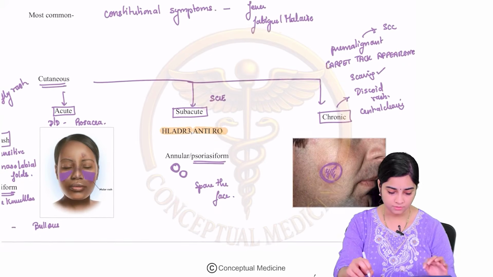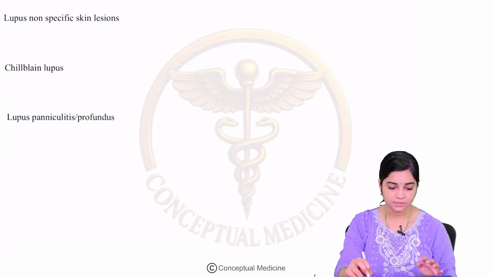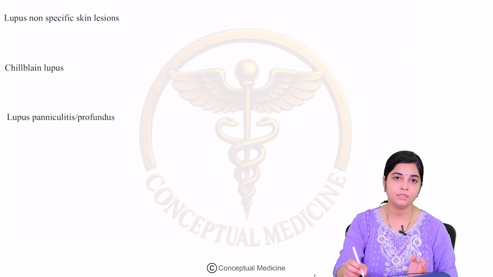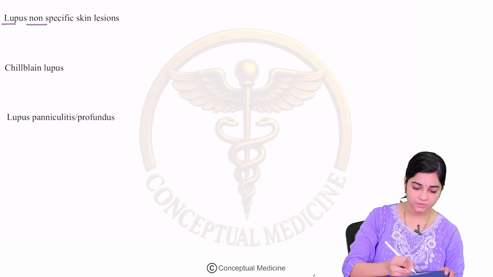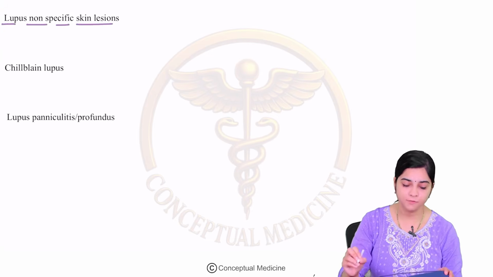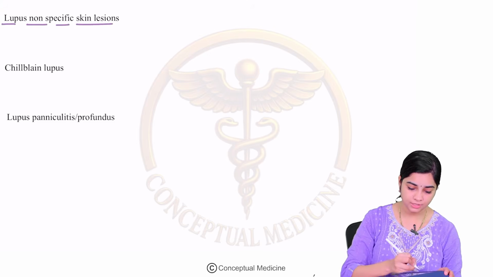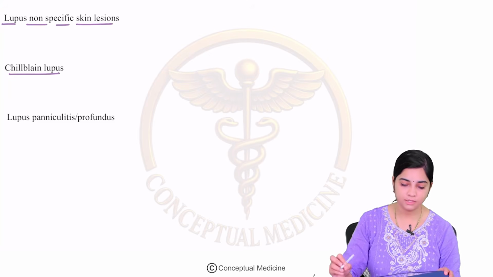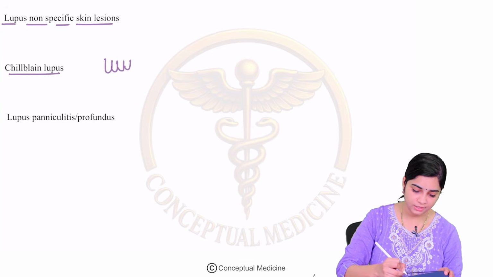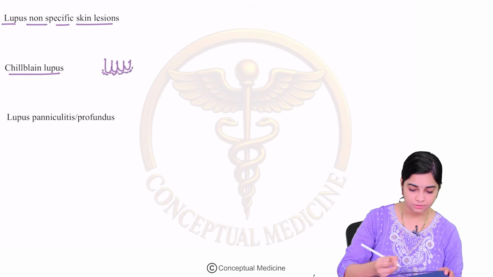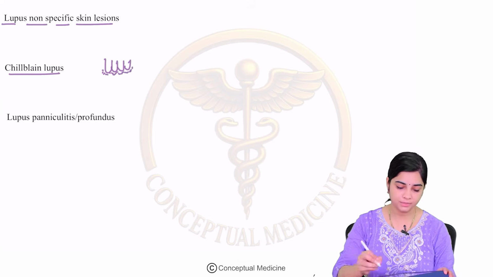Fine. Okay. Then there can also be certain lupus non-specific skin lesions which can be found in patients with SLE. So what are the lupus non-specific skin lesions which can be found in SLE? So we have chilblain lupus. Chilblain lupus basically refers to, if this is your feet, a little bit of desquamative lesions over your toes, and this is what we call chilblain lupus.